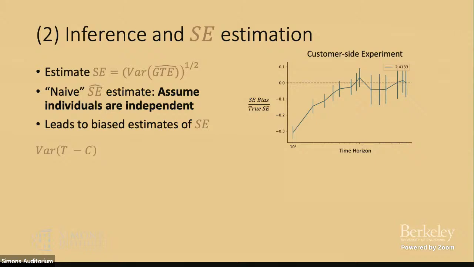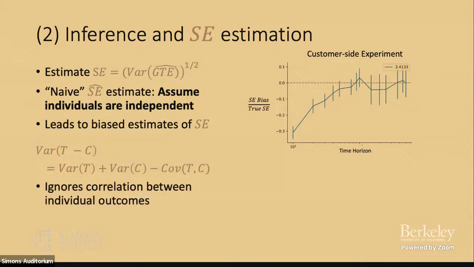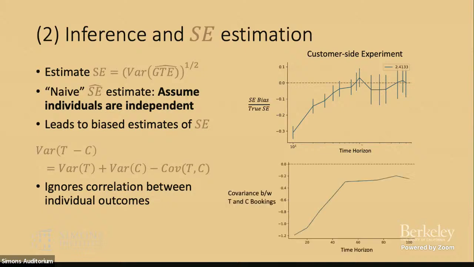basically what we're looking at is the variance of this expression, the number of treatment bookings minus the number of control bookings, which is the variance of the treatment bookings plus the variance of the control bookings minus the covariance between these two groups. In the typical standard error estimates that platforms run, they'll just completely ignore this. They'll say that everyone's independent and ignore that last term. However, there is a strong covariance. There is a strong correlation between the number of treatment bookings and the number of control bookings.